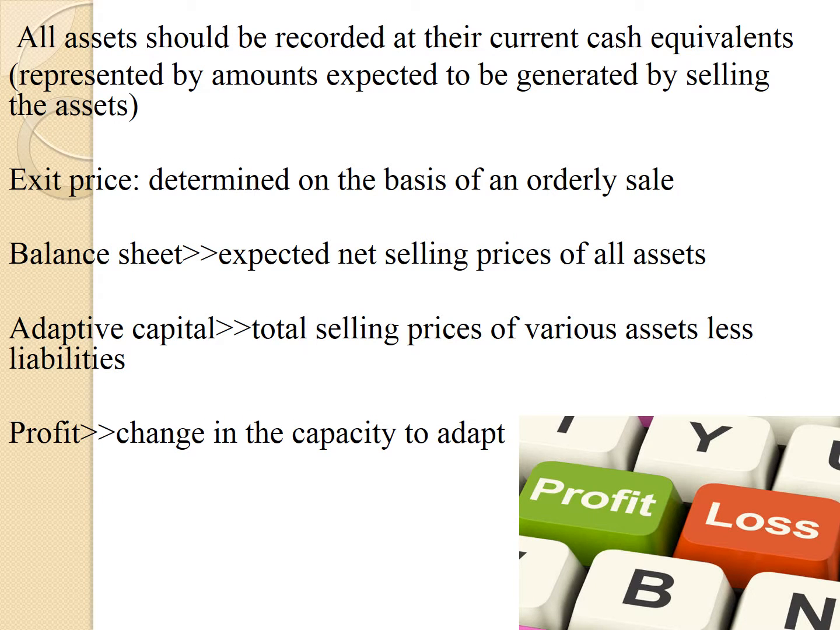Chambers prescribed that all assets should be recorded at their current cash equivalents. Current cash equivalents were represented by the amount that would be expected to be generated by selling those assets. The net exit prices were to be determined on the basis of an orderly sale. Within this model, the balance sheet should clearly reflect the expected net selling prices of all the entity's assets. The net selling prices would acknowledge any costs that would be incurred in making a sale. Active capital would be represented by the total net selling prices of various assets, less the liabilities of the company. Profit would reflect the change in the organization's capacity to adapt that had occurred since the beginning of the period.